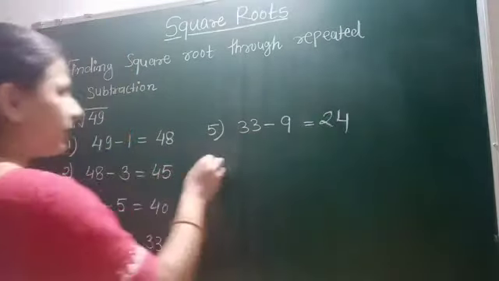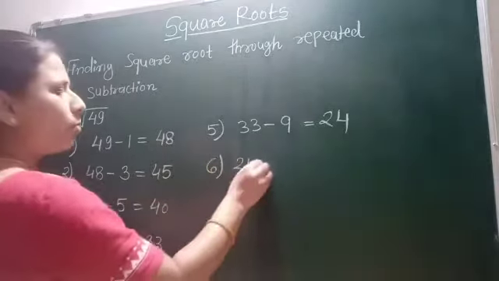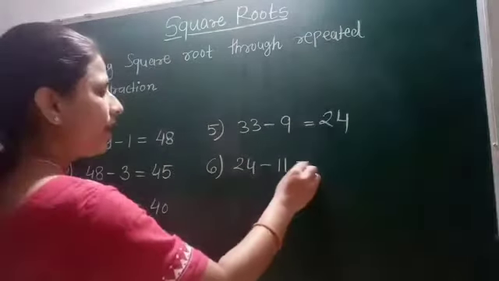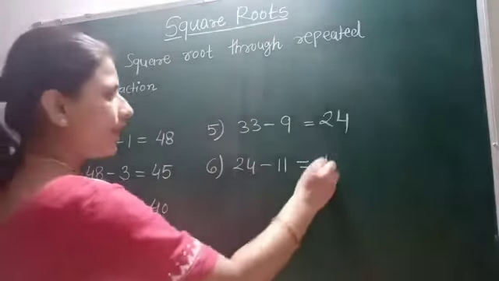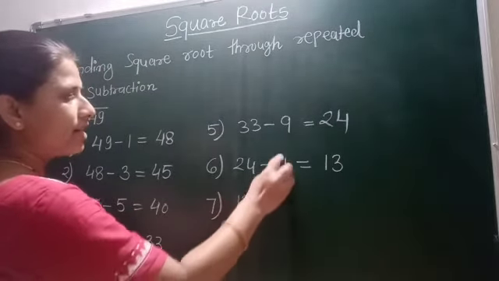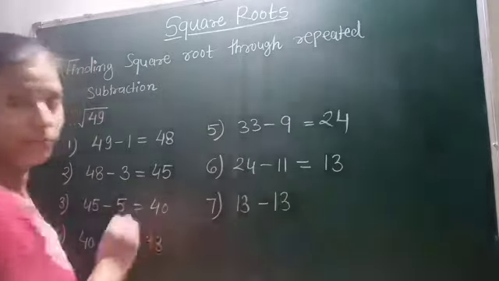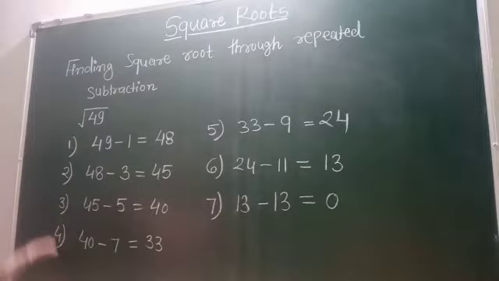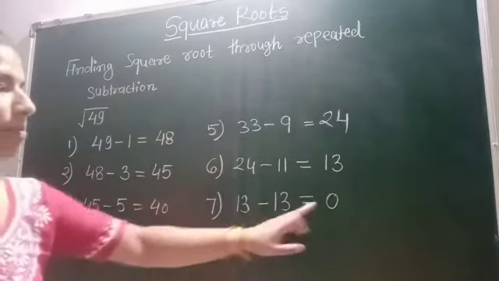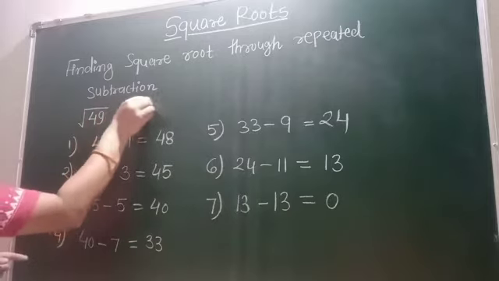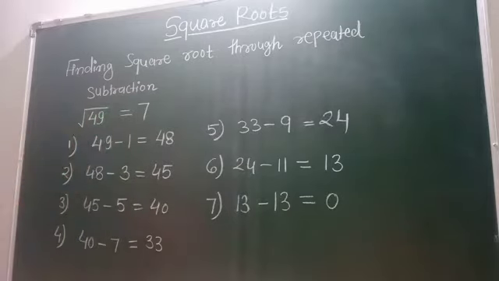24. Then 24 minus, after 9, the next odd number will be 11, and 24 minus 11 we will get 13. And in the 7th step, 13 minus 13, which equals 0. Okay students, as you can see in the 7th step, the remainder is 0. So square root of 49 will be 7. This is the repeated subtraction method.